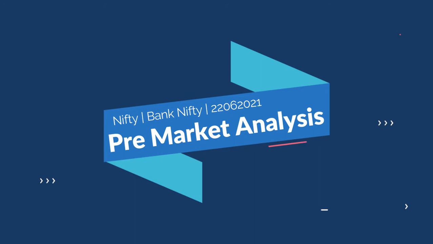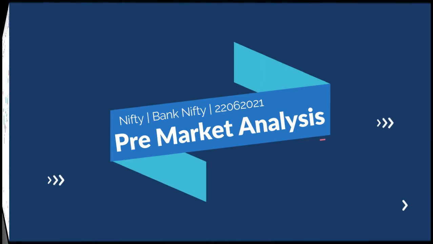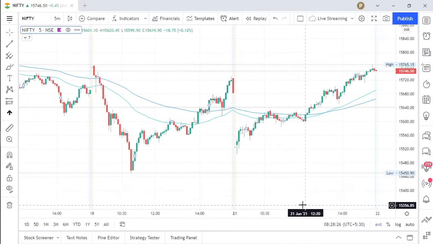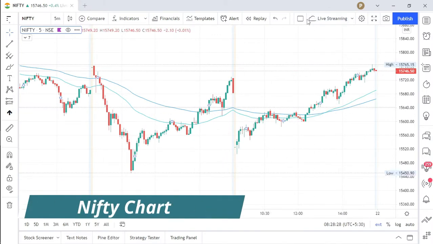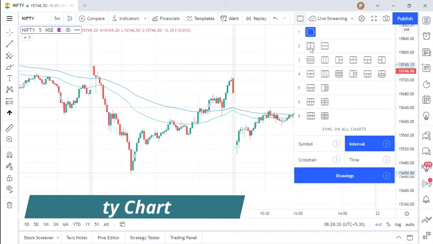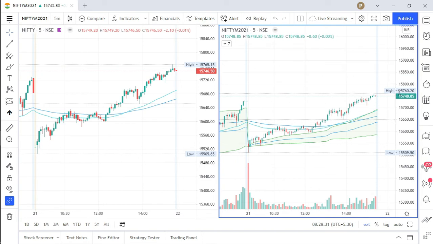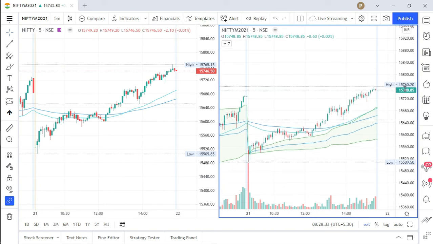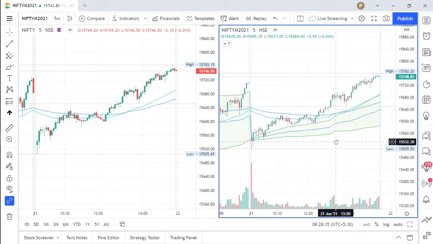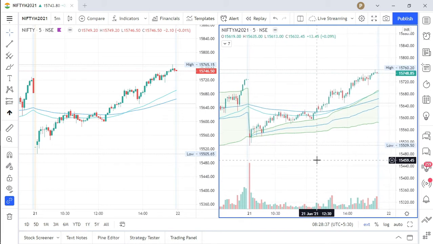Let me just bring up the Nifty chart for you. And yes, so this is Nifty spot. Let me just bring up the Nifty Futures also. So on the left you have Nifty spot and on the right you have Nifty Futures. Why Nifty Futures? For the volume.